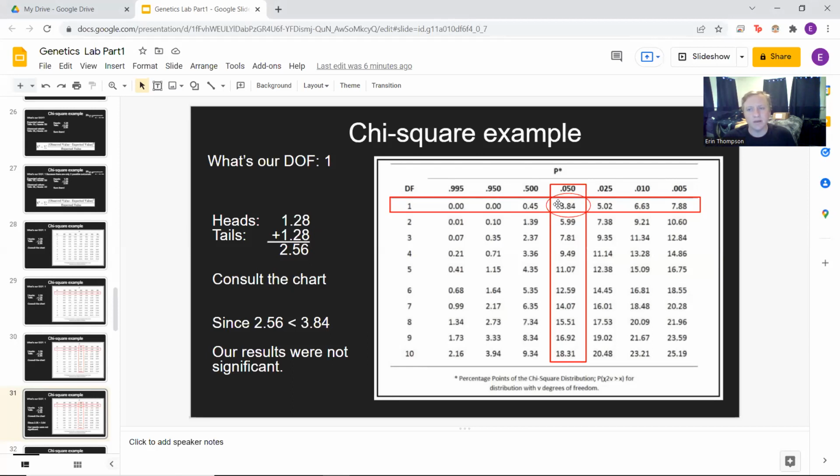What does that mean? Not quite. Somebody said our results weren't entirely representative. That's not quite it. Our results definitely were representative of that coin at least.